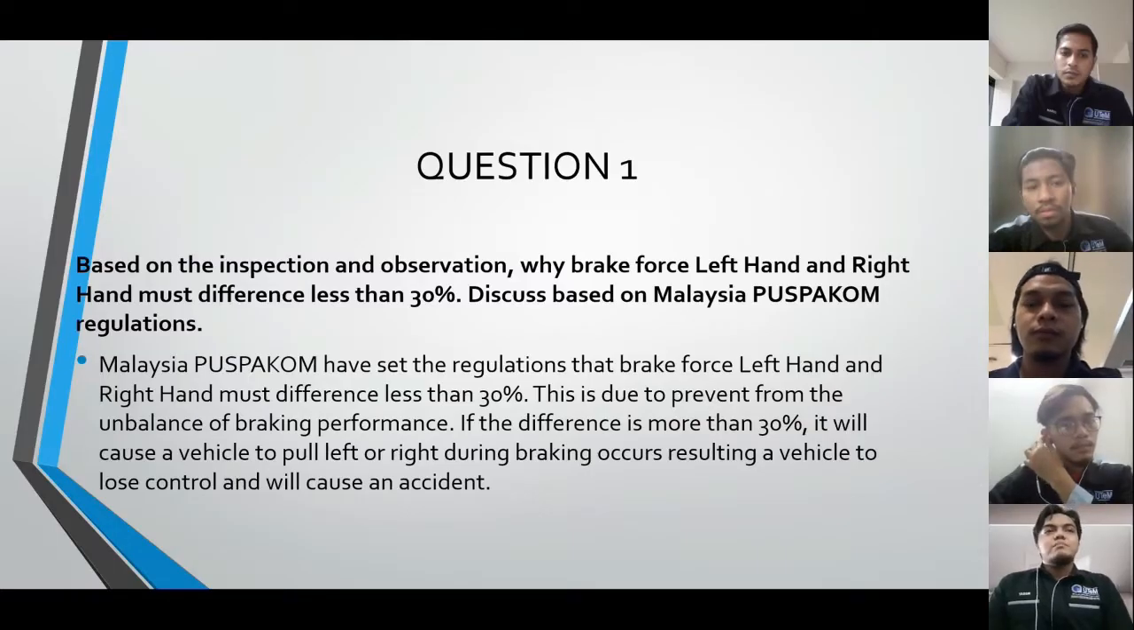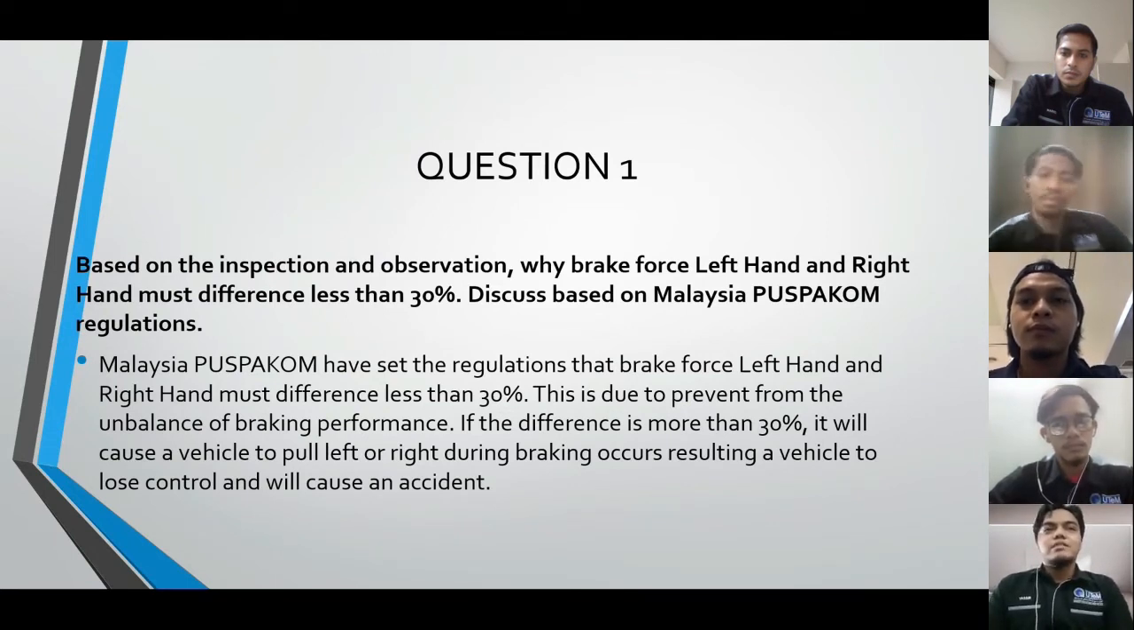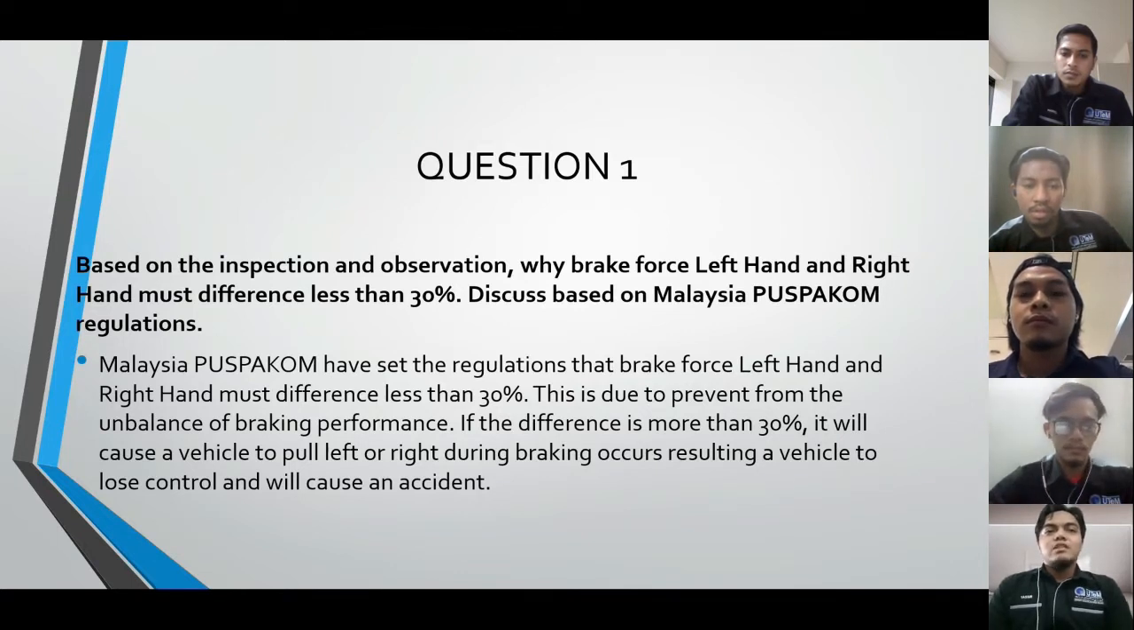Okay, for question 1, based on the inspection and observation, why must the brake force of the left hand and right hand differ by less than 30%? Discuss based on Malaysia Puspakom regulation. Malaysia Puspakom has set the regulation that the brake force left hand and right hand must differ by less than 30%. This is to prevent unbalanced braking performance. If the difference is more than 30%, it will cause the vehicle to pull to the left or right during braking, resulting in the vehicle losing control and causing an accident.